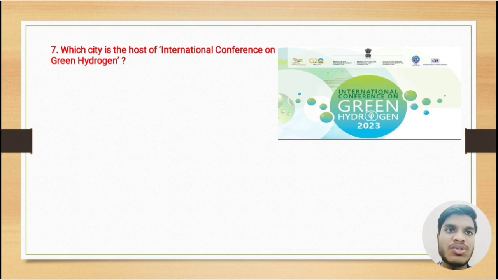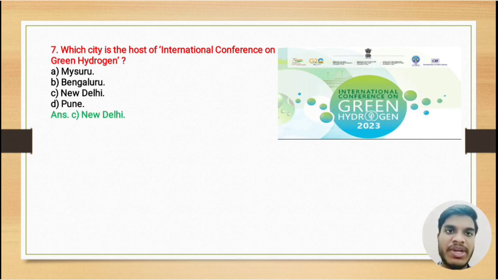Which city is the host of International Conference on Green Hydrogen? Option A, Mysore. Option B, Bengaluru. Option C, New Delhi. Option D, Pune. And the answer is option C, New Delhi.